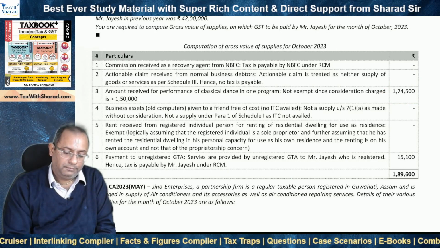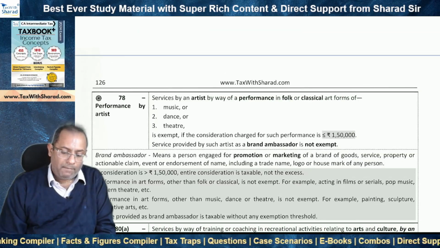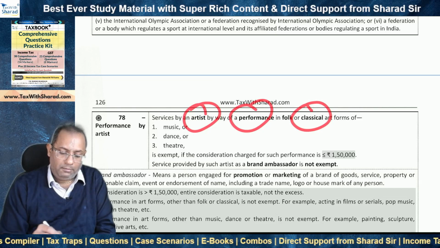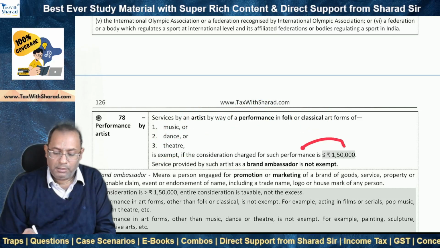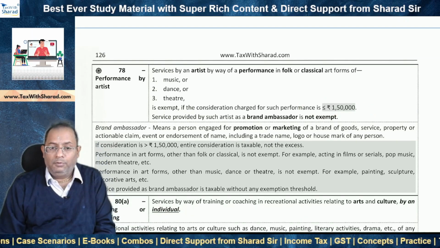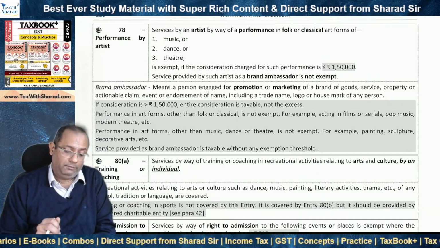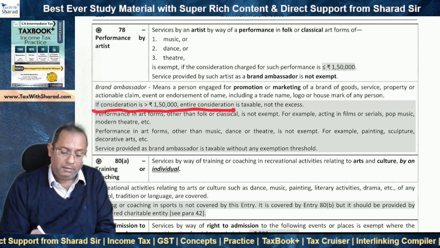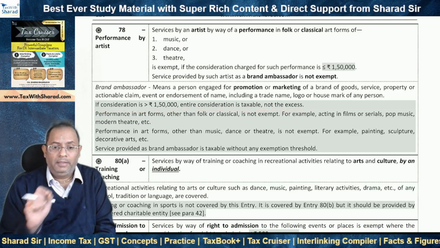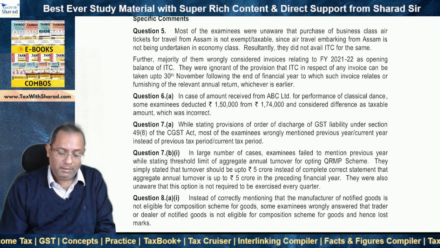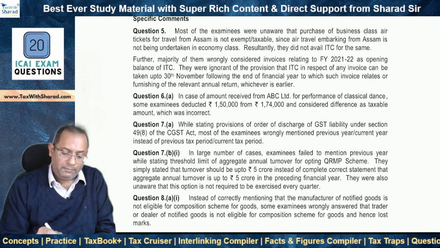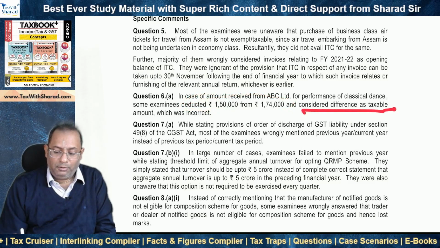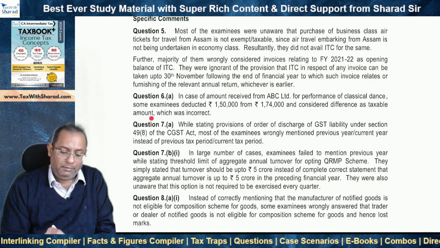Okay, why? Because this is entry 78. Services by an artist by way of performance in classical art form of dance is exempt if the consideration charged is up to 1,50,000, not more than 1,50,000, and it is clearly given in the book, in TaxBook Plus, that if the consideration is more than 1,50,000, the entire consideration is taxable, not the excess. And this is exactly what the students committed as a mistake. What they did is they deducted 1,50,000 from 1,74,000 and considered the excess or the difference, that means 24,000, as the taxable amount, which was incorrect.